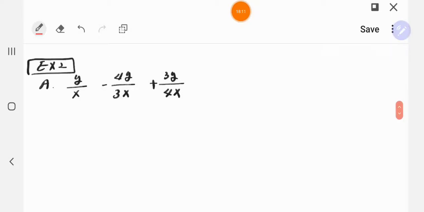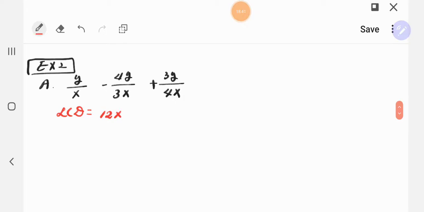Example 2. Let's add or subtract the fractions. First of all, the denominators are different, so we have to make the same denominator. That means we have to find the LCD. The LCD is the product of all the factors with the largest exponent. In this case, the LCD will be 3 times 4, which is 12, and x. So 12x is the LCD.